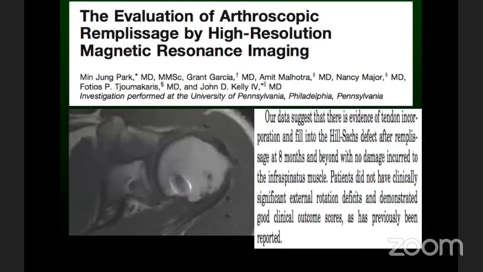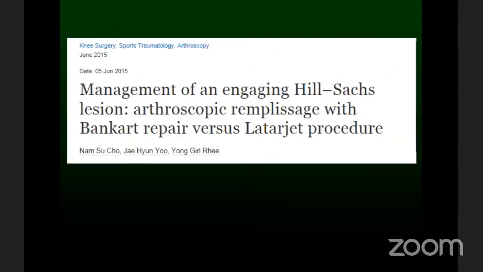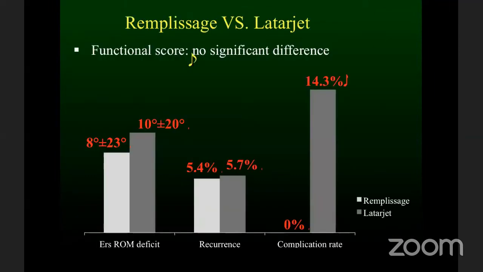There is a study by Jinian Park where he evaluates arthroscopic Ramplissage by high resolution imaging. They showed a wonderful result if you do it with two anchors, and you can get a complete fill. The arthroscopic Ramplissage was compared with the Latarjet by Dr. Young Welby, and he published results. They found that the loss of external rotation in Ramplissage is up to 10 degrees, whereas the loss of external rotation in Latarjet is up to 8 degrees.